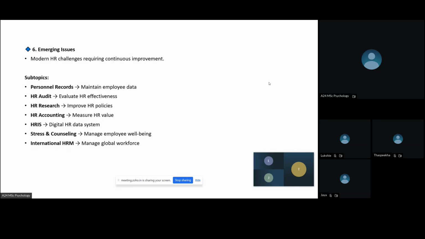And then what are the emerging issues in operative functions, or what are the HR challenges that require continuous improvement? First thing, personal records. The HR team needs to maintain the employee data. For example, the emergency contact of an employee. Let's say the employee is coming into work, doing their work as usual, but then unfortunately suddenly something happens.